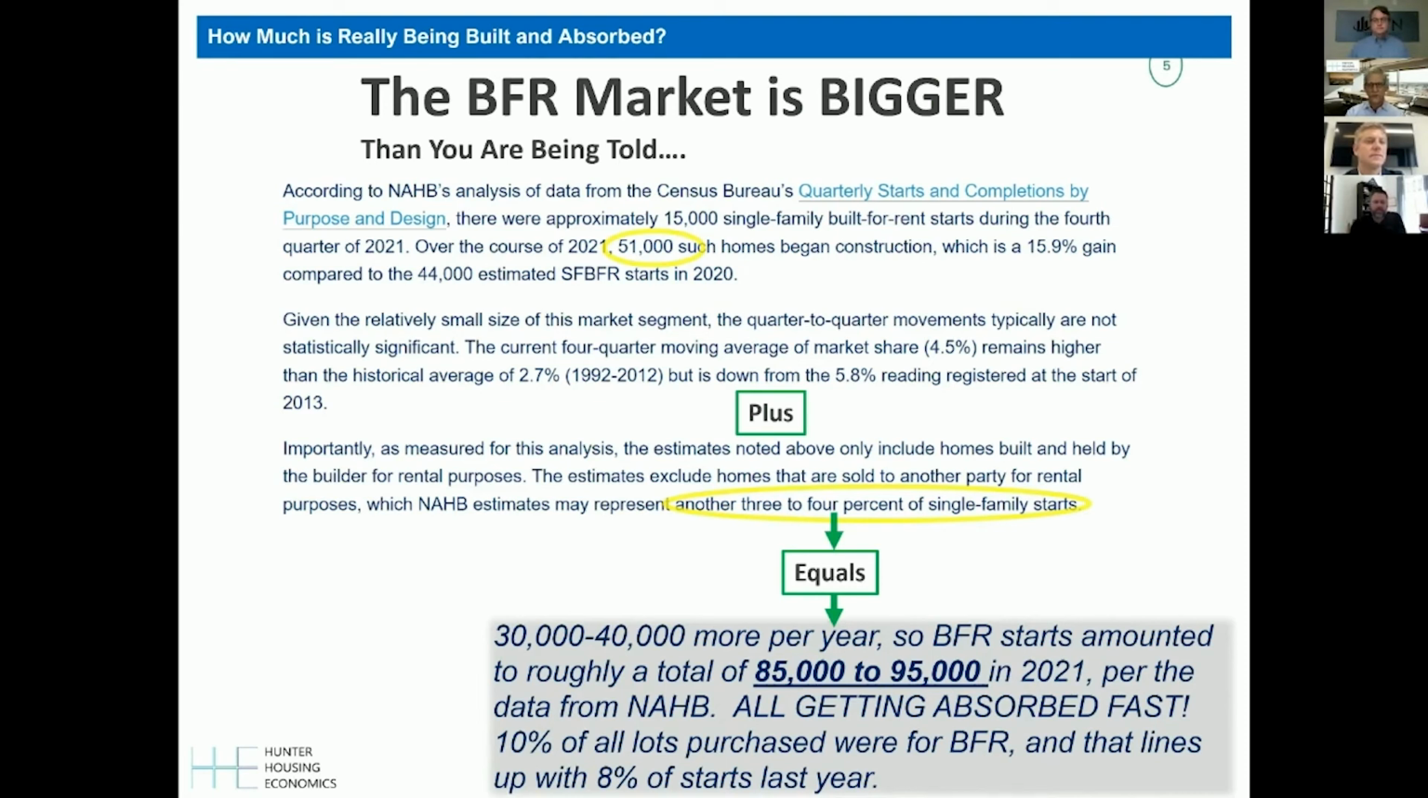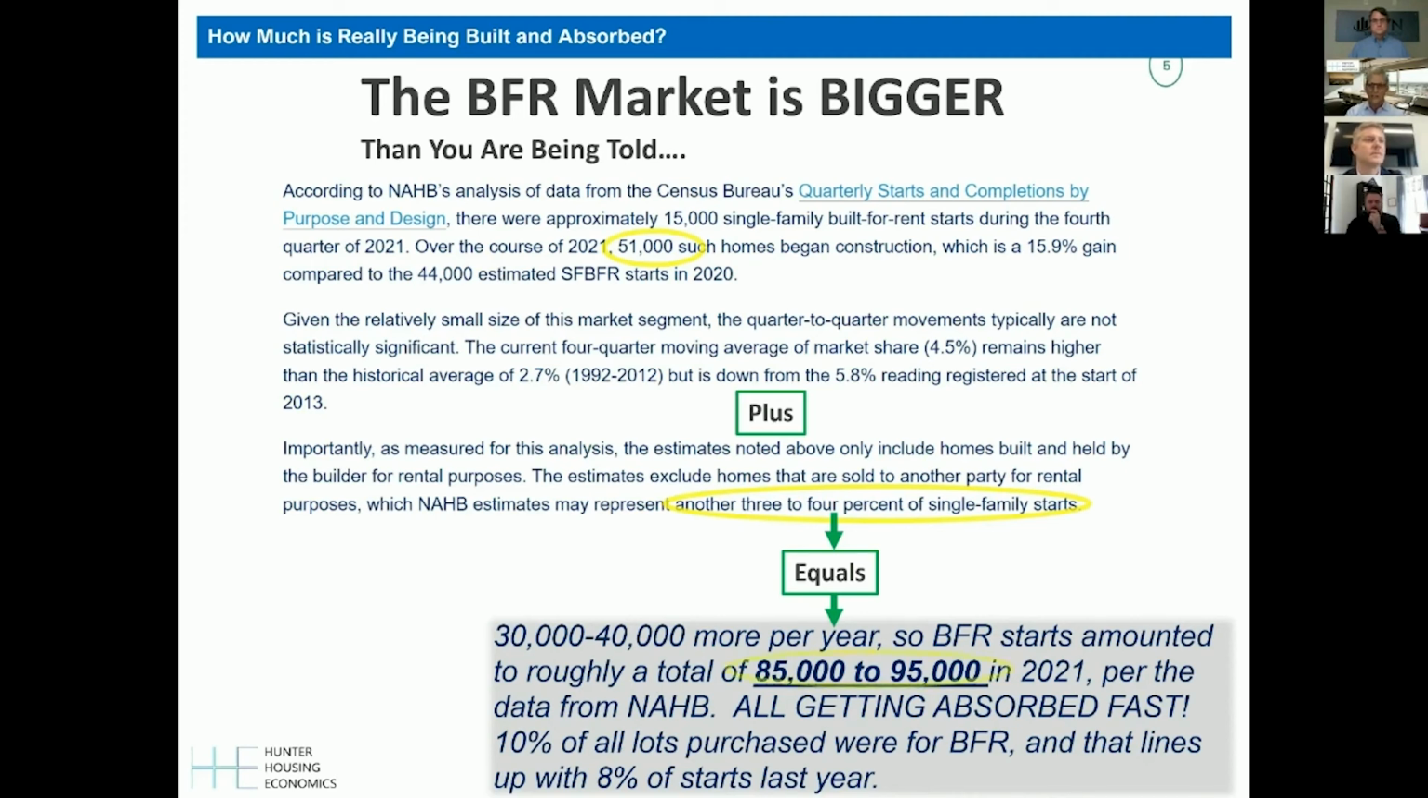And John Burns tweeted that 10% of all the lots purchased in the last 12 months were for built for rent. And that lines up with that 85 to 95,000, which is about 8% of single family starts last year. There's room for that to go up higher. And I think that that's the track that we're on. There's plenty of demand to absorb this supply.